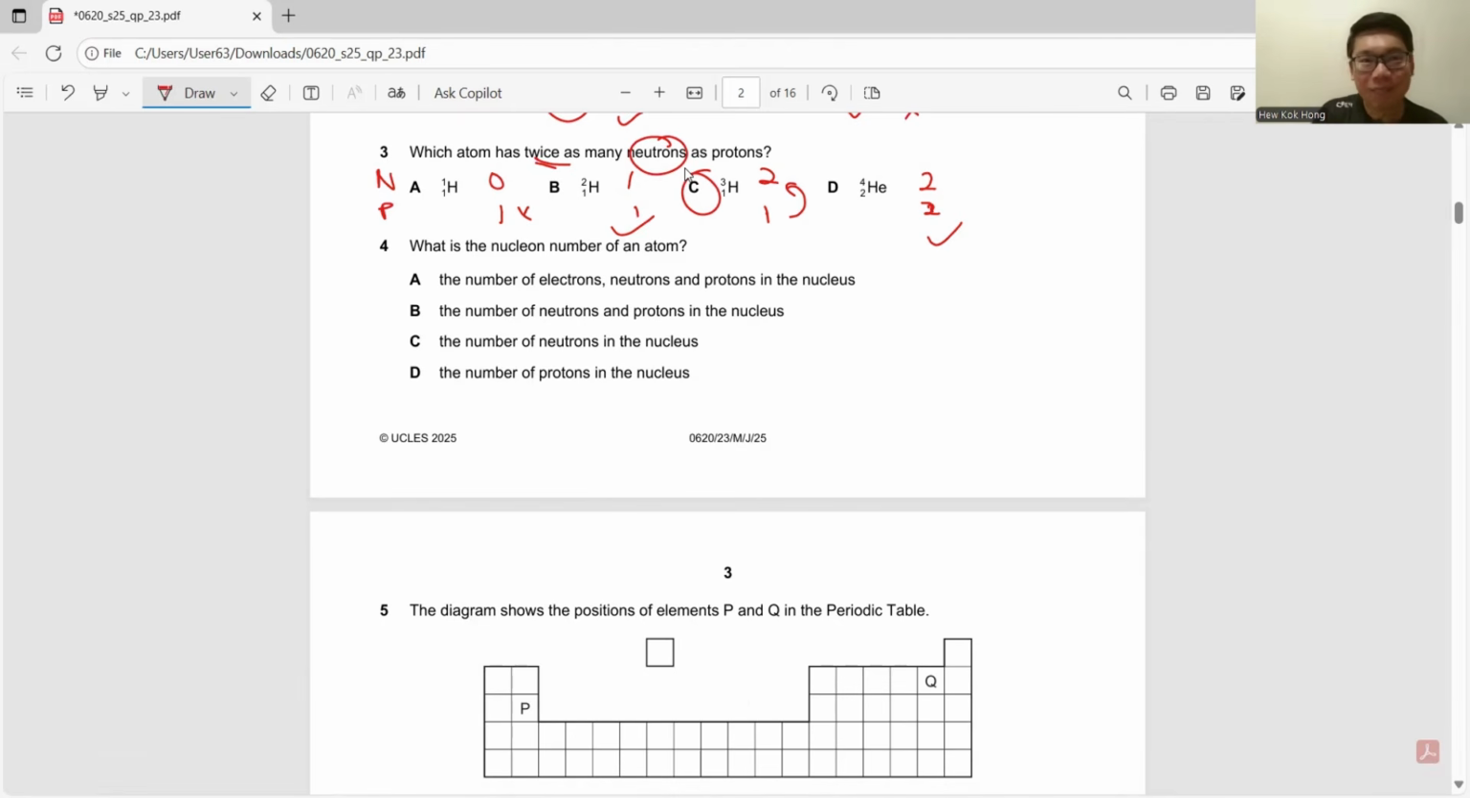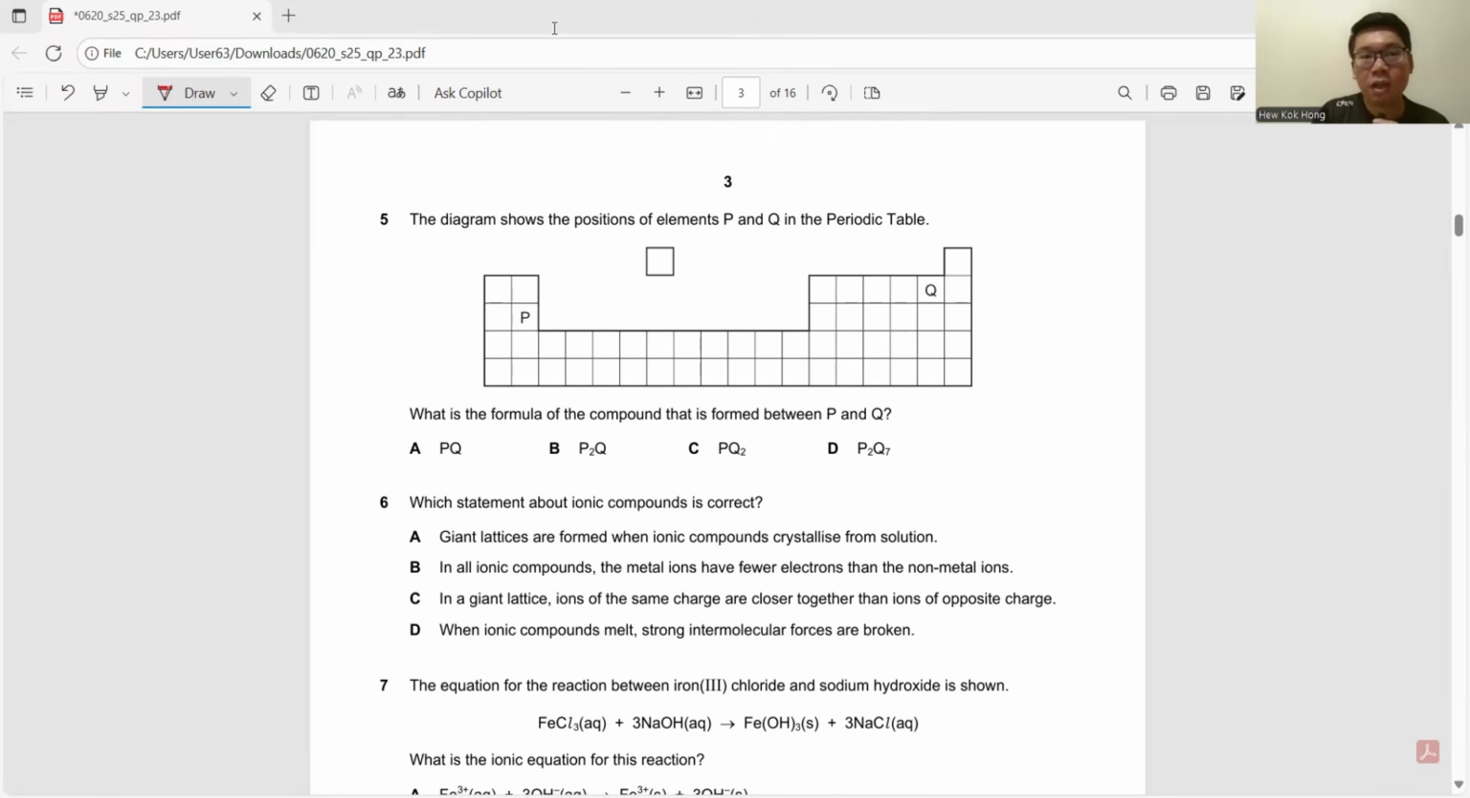Here have fewer. Number 4, what is the nucleon number of the atom? Nucleon number is this, which is the sum of protons and neutrons in the nucleus. So it's B. Number 5, the diagram shows the position of elements P and Q in the periodic table.